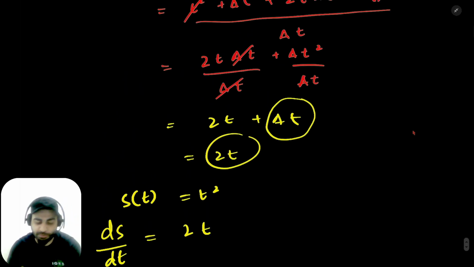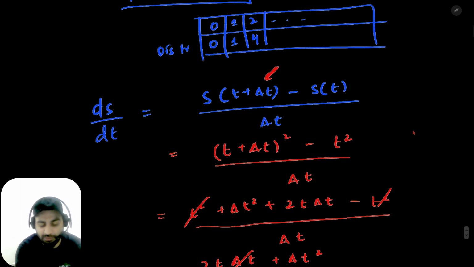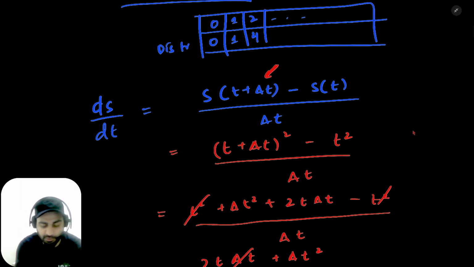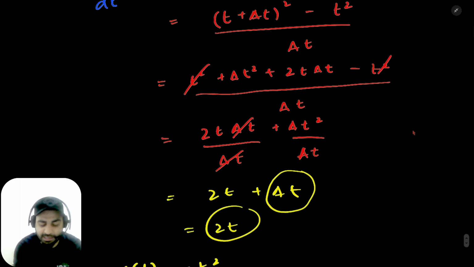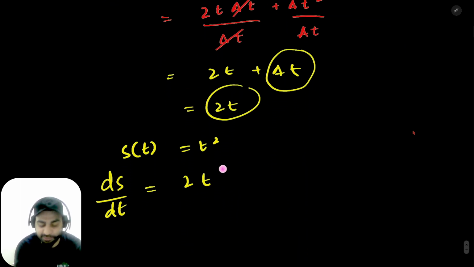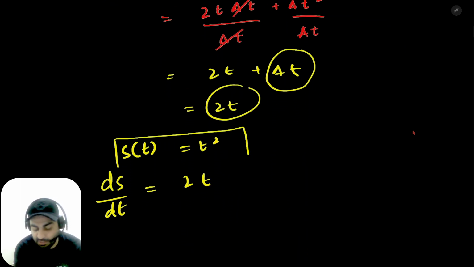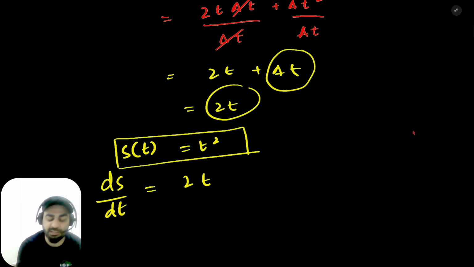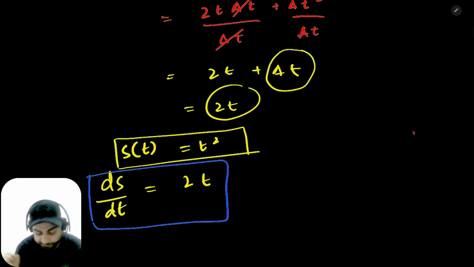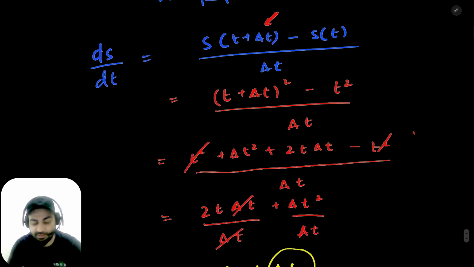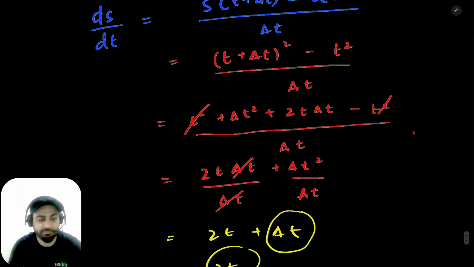So how many of you understood the process? I just used what I said: change in distance, the new distance minus the original distance, divided by change in time. Then I did some mathematical calculations and came up with this. This was our original distance traveled, modeled by a function. And then I said change in distance by change in time is basically 2t. How many of you agree? Have I committed any mistake? Do you agree with everything? Is it fine? Yes, sir.